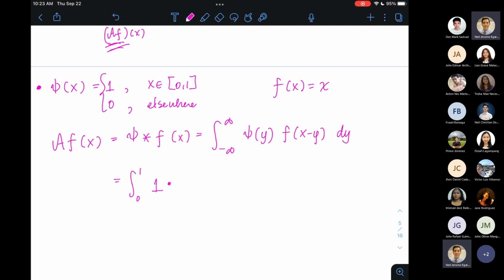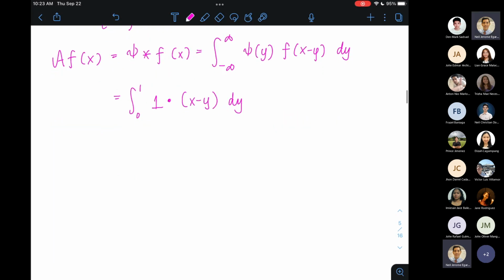Okay? 1 lang yung value niya over the interval 0, 1 times the function f but evaluated at x minus y. So our function f is the identity function x. Magpa-plug in tayo dito ng x minus y. So we'll have an x minus y over here. And just remember, we are integrating with respect to the variable y. Okay? So and then we can do the integral now. This will just be the integral from 0 to 1 ng x minus y dy. And again, remember, we are integrating only with respect to the variable y. So lahat ng x's na nakikita natin will be treated as a constant.